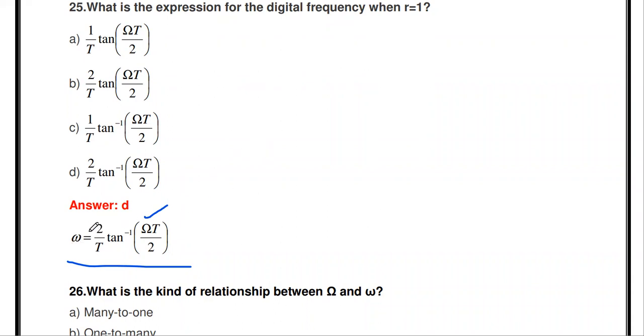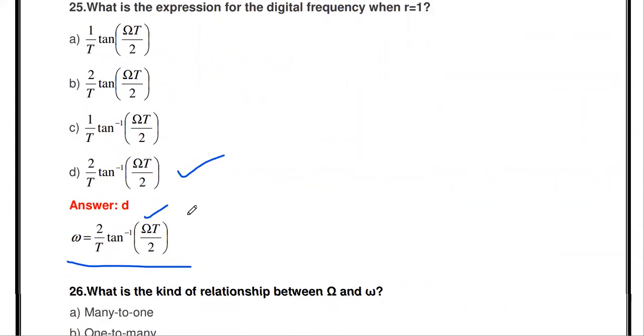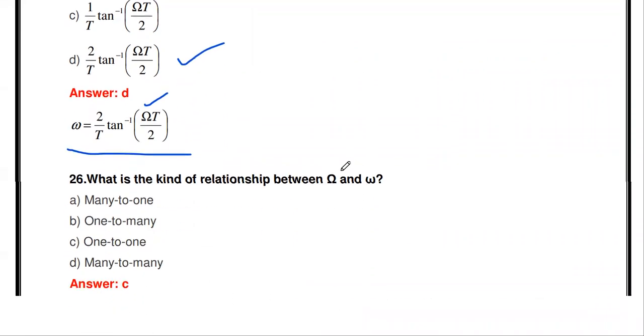Okay, so this is the expression for digital frequency in terms of analog frequency if the radius r is equal to 1. So the answer is D, 2 by T tan inverse omega T by 2, where T is the sampling interval, one omega is the analog frequency, and the other omega is the digital frequency. Okay, this is the important relation. This pre-warping frequency is used in bilinear transformation.